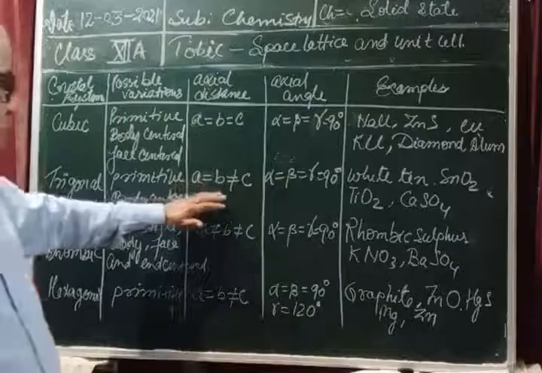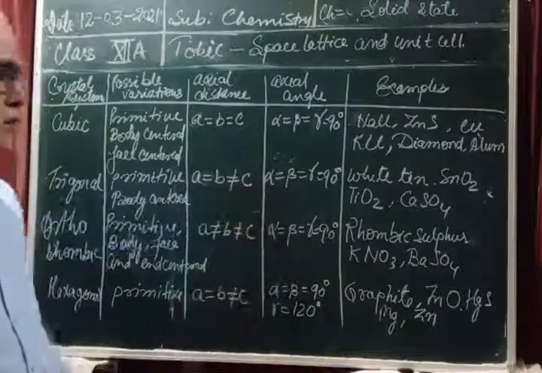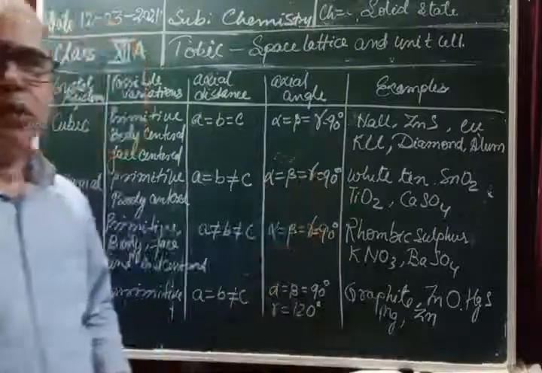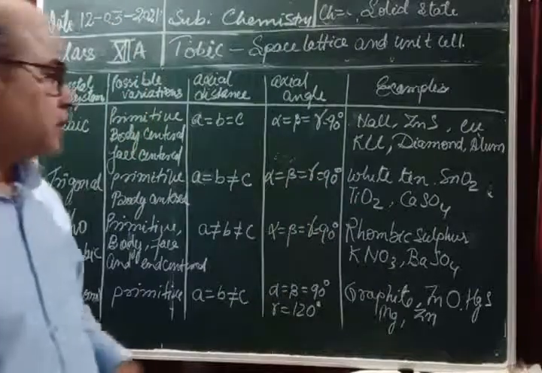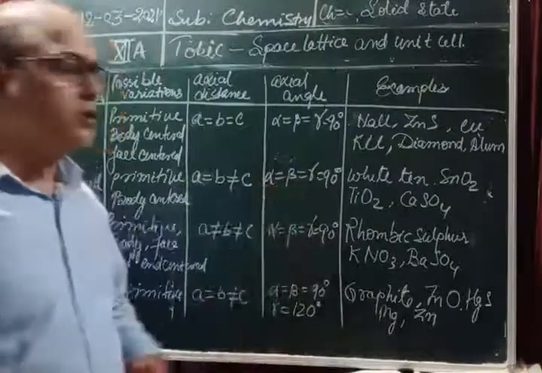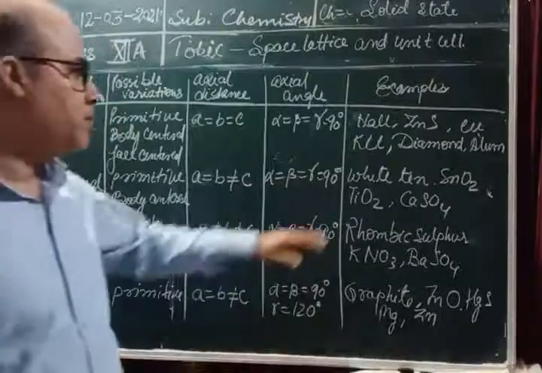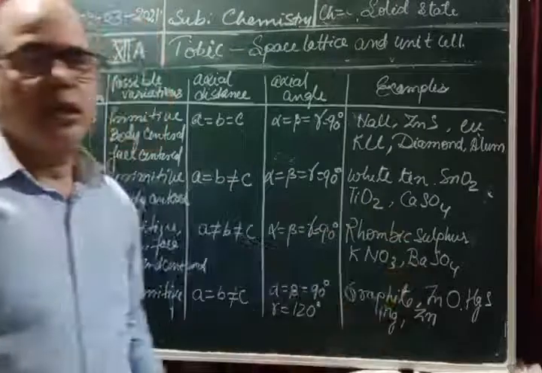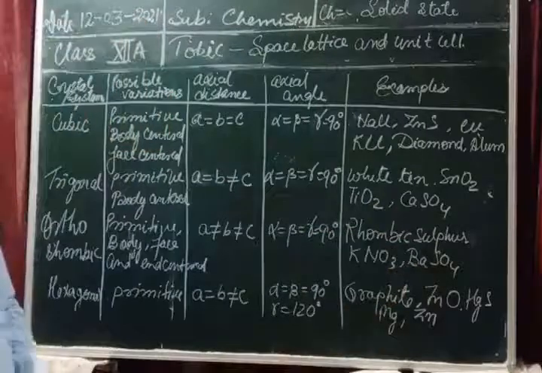Here A is equal to B, but B is not equal to C. But all three angles are equal to 90 degree. Means they are perpendicular to each other. Example is white tin, SnO2, titanium oxide and calcium sulfate.